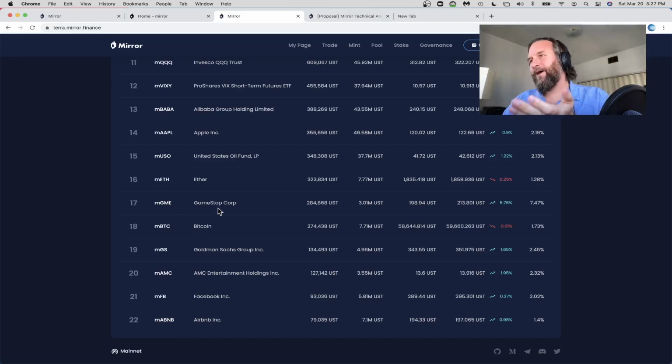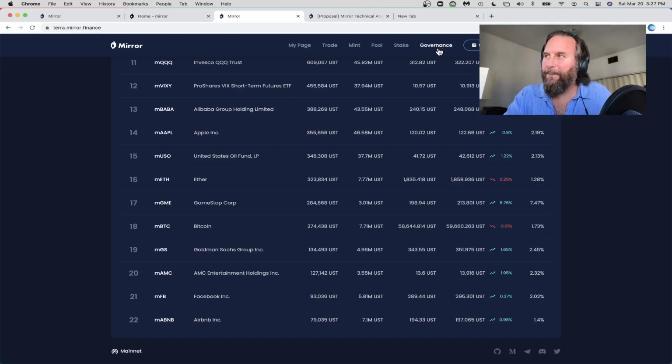We got GameStop on there. They added this because of all the hubbub about GameStop and Wall Street Bets and Diamond Hands and all that stuff. Goldman Sachs, AMC, that was another reason they added with GME, because they were like, oh, we got to add this, right? We can add assets by governance.